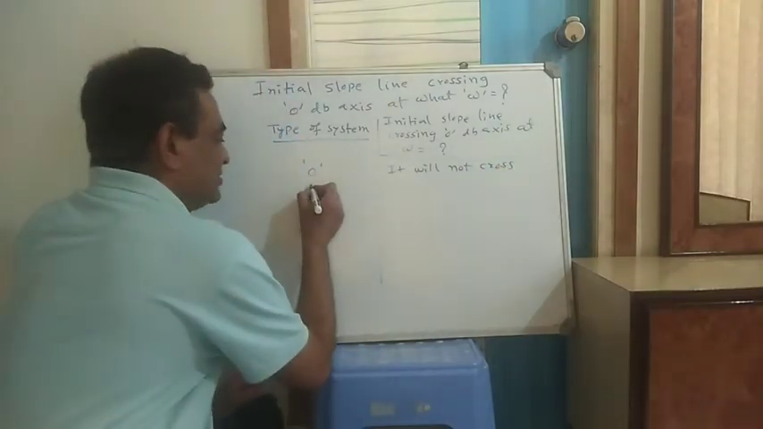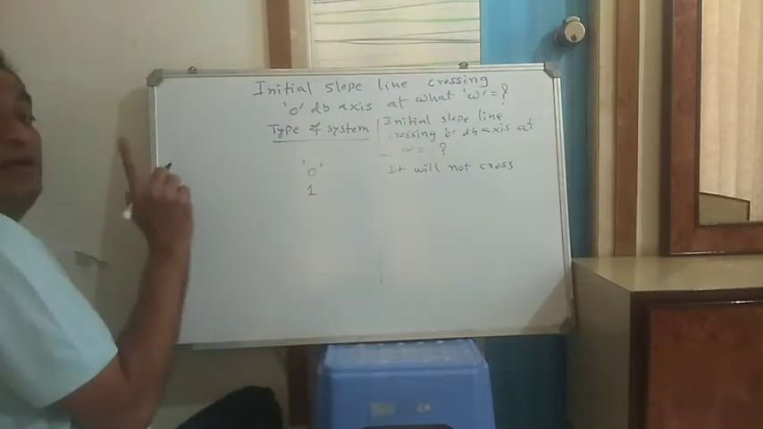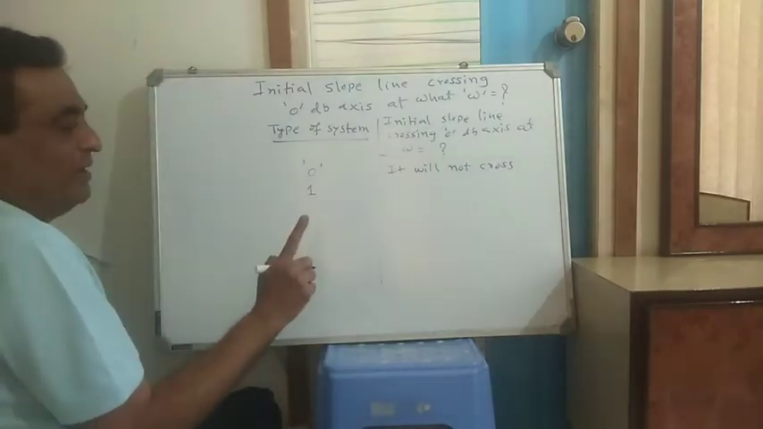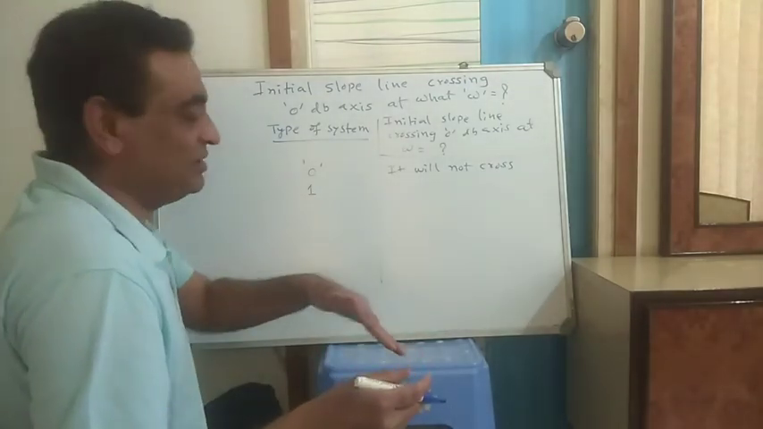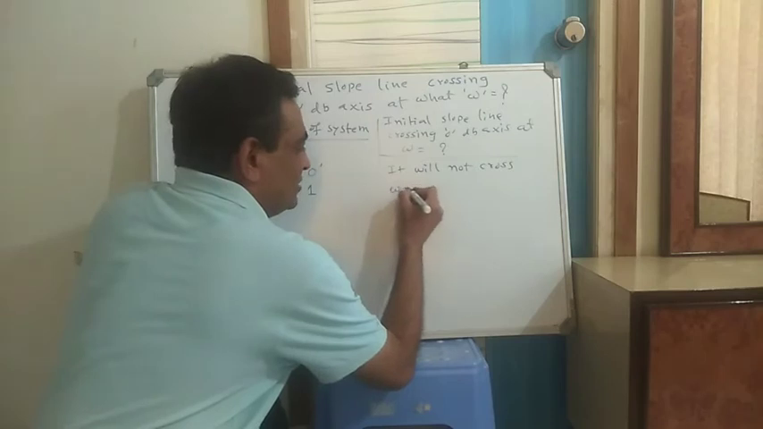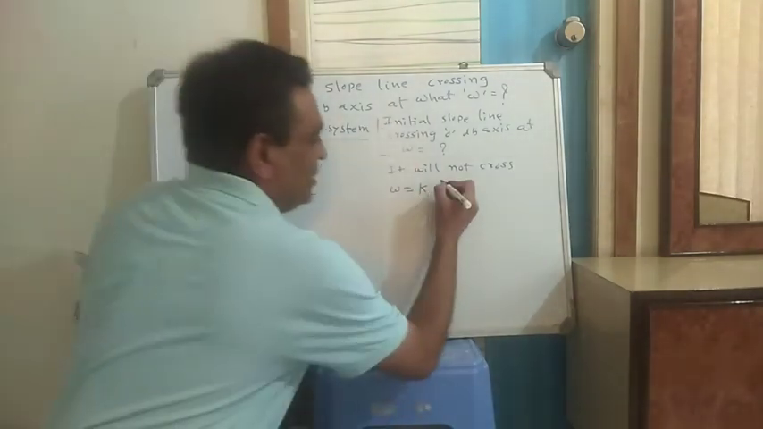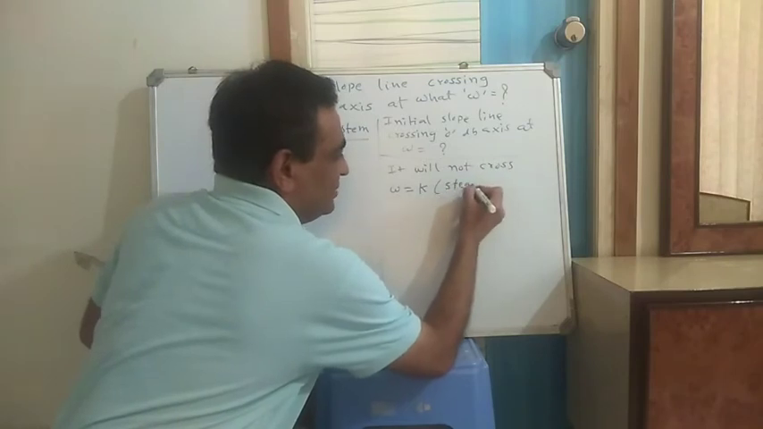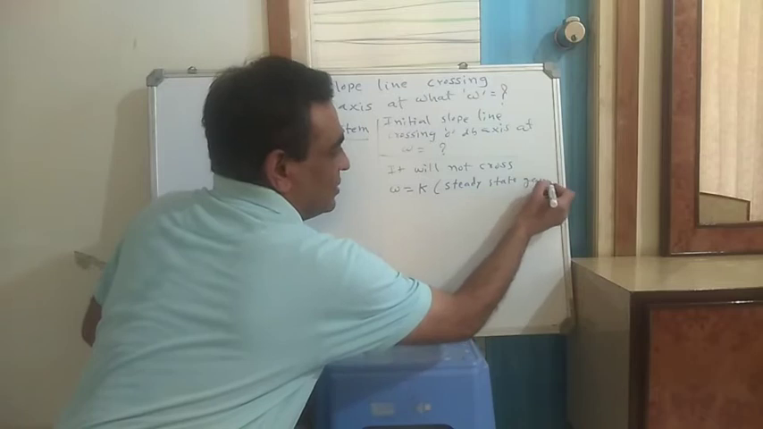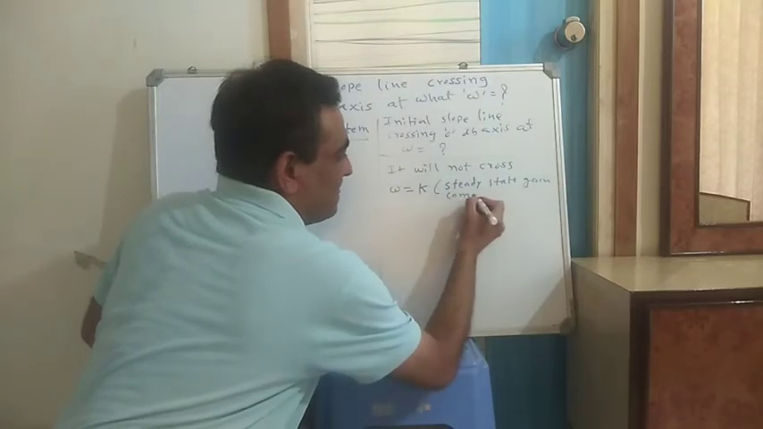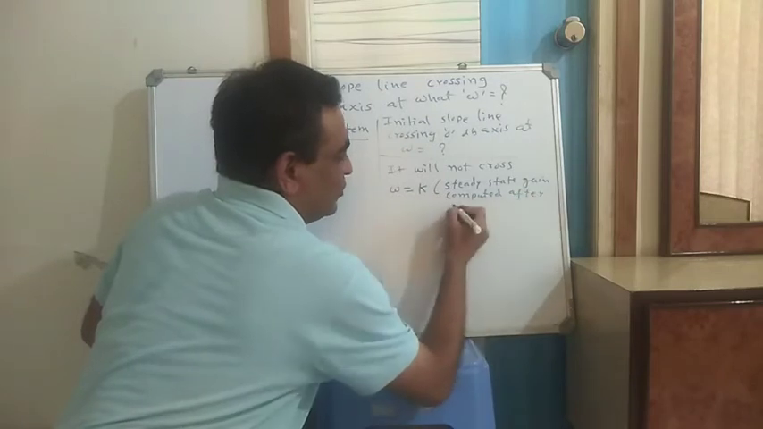Okay, if it is a type 1 system, the initial slope is minus 20 dB per decade. So the minus 20 dB per decade line will cross the 0 dB axis at omega equal to K. Okay, what is K? K is the steady state gain, computed after converting to time constant form.